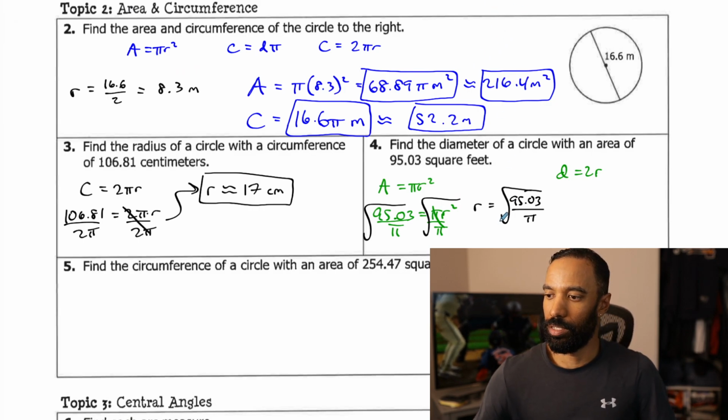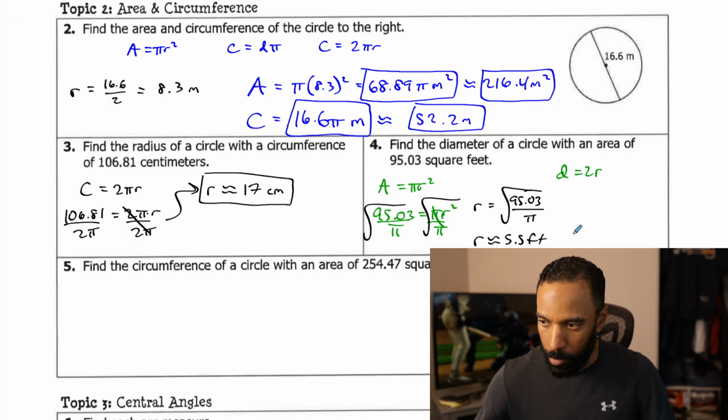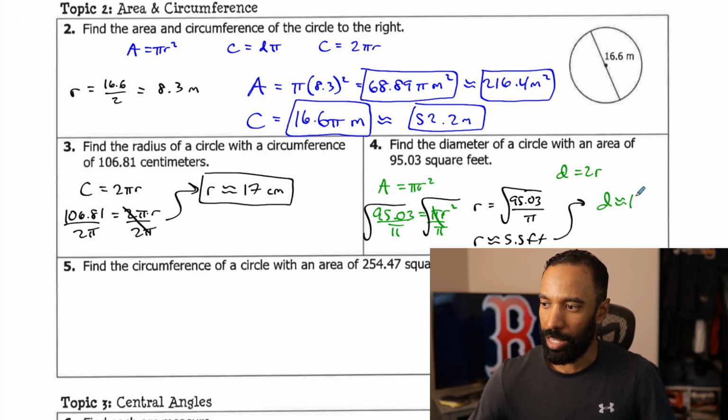Square root of 95.03 over pi. It looks like they were going for 5.5, but I'm not going to round that yet. Of course, when I double it, I'll do the rounding, and it looks like it's going to be about 11. So diameter is going to be about 11 feet. So let's go back. So r is about 5.5 feet. As we double that, diameter is about 11 feet.